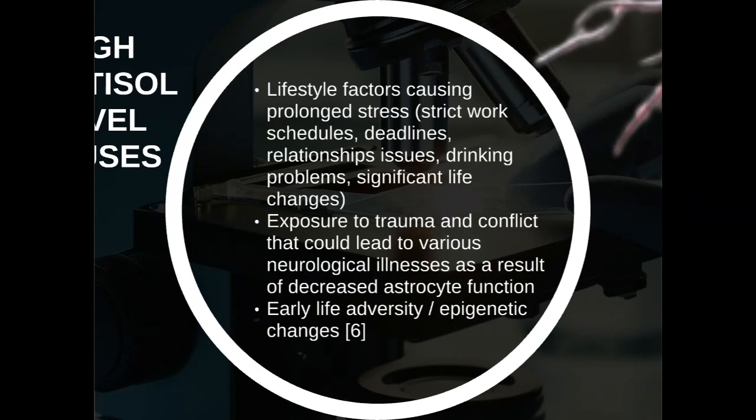and that could lead to different neurological illnesses due to decreased astrocyte function, and early life adversity, epigenetic changes, so things within our DNA that actually change fundamentally before we're even fully formed as humans. There's an entire array of factors, and it can be quite difficult to attack those and reduce the cortisol levels, but it goes to show that everything really is interconnected and related, and if at our cellular level we're not healthy and happy, then naturally that's going to have a negative knock-on effect as to where we're looking at peace building.